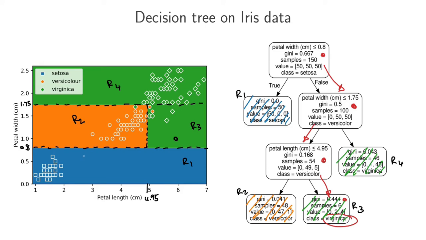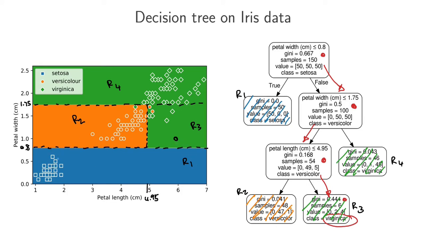Now, after we split, we've got this blue region here, which corresponds to this leaf node, and then we've got this upper region here, which corresponds to this node here. Let's look at this region corresponding to this node. We can see that the Gini index for that entire region is 0.5. That entire region contains 100 training points: 50 of them are versicolors and 50 of them are virginicas.